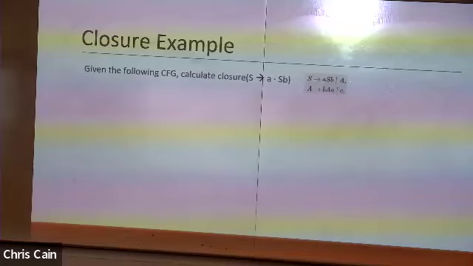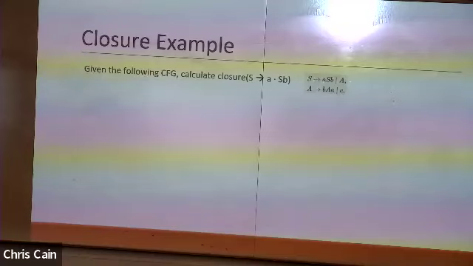Here's a context-free grammar. Let's calculate the closure of S arrow A dot SB. Go ahead and give this a very quick shot if the last slide made sense, and we'll go over the answer in something like a minute. First of all, is it clear what needs to be done? Looks like the answer might be no. Let's go over the example.